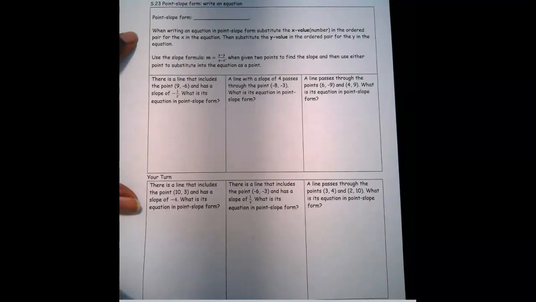Now we're going to take information that we're given and write an equation in point slope form. So from the beginning, one of the lessons that we had was where we wrote the different equations. If you remember, point slope form is simply y minus y sub 1 is equal to the slope times x minus x sub 1, where y sub 1 and x sub 1 are actually the points. So it's an ordered pair.